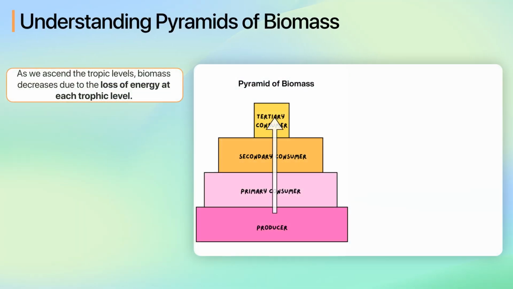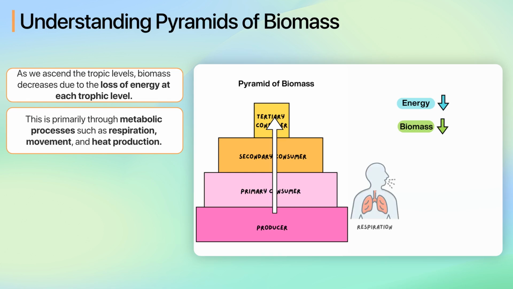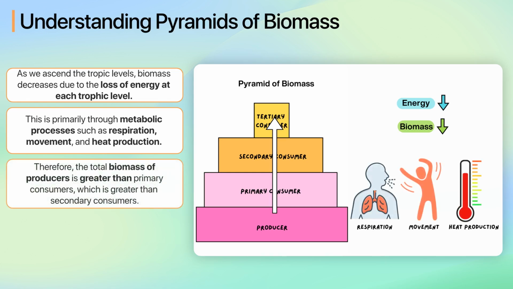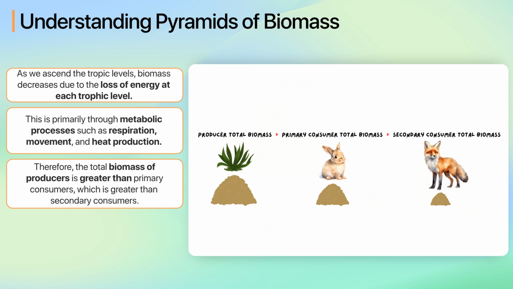As we ascend the trophic levels, biomass decreases. This phenomenon is due to the loss of energy at each trophic level, primarily through metabolic processes like respiration, movement, and heat production. Consequently, the total biomass of producers, like plants, is much greater than the total biomass of the primary consumers that feed on it, like herbivores, which in turn is greater than the total biomass of secondary consumers, like carnivores, that feed on it, and so forth.